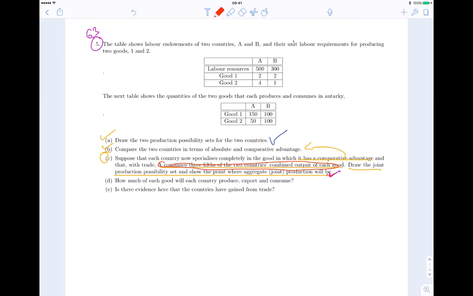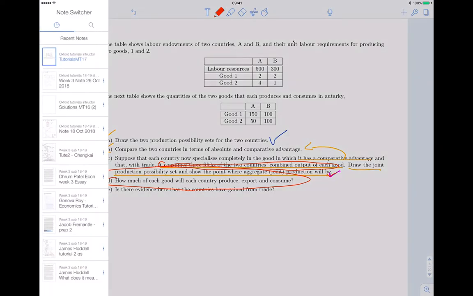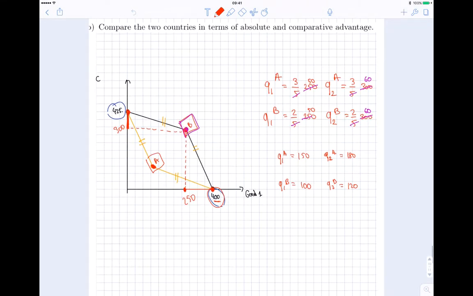Right. So, how much of each good will each country produce, export, and consume? That should also be a relatively straightforward question. Sorry, the joint point of production, is that just B, or is it the list of things on the side? Is the second part of that question that point there, or do you need to write all of that for that one question as well?